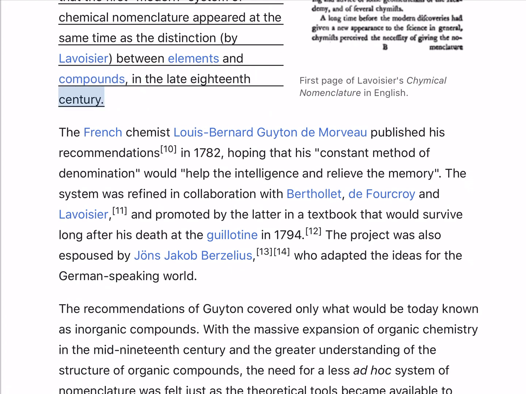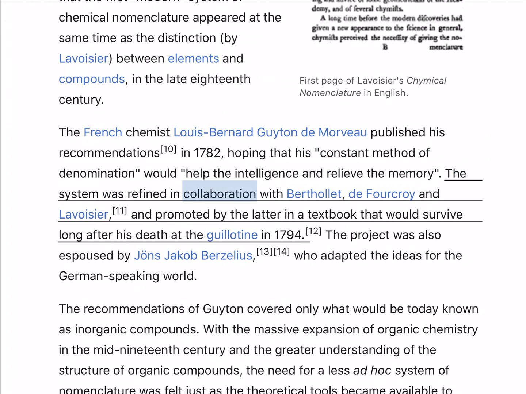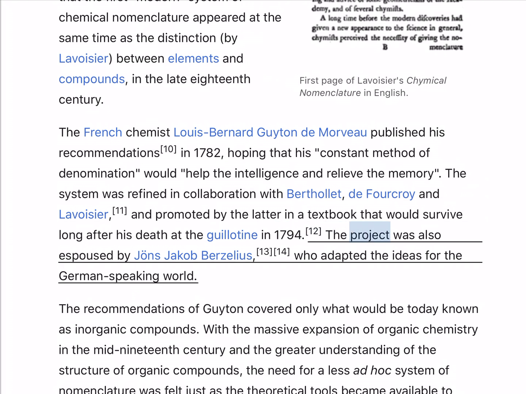In the late 18th century, the French chemist Louis Bernard Guyton de Morveau published his Recommendations, in 1782, hoping that his constant method of denomination would help the intelligence and relieve the memory. The system was refined in collaboration with Berthollet, de Fourcroy, and Lavoisier, and promoted by the latter in a textbook that would survive long after his death at the guillotine in 1794. The project was also espoused by Jöns Jacob Berzelius, who adapted the ideas for the German-speaking world.